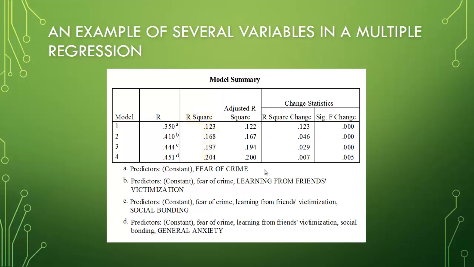And so this is a significant change from step 1 to step 2 to step 3 to step 4. And so had there been no significant change, no further variables would have been added. But in this case, the addition of 1 variable at a time improved the model, improved the prediction or the variability that was accounted for by the model.